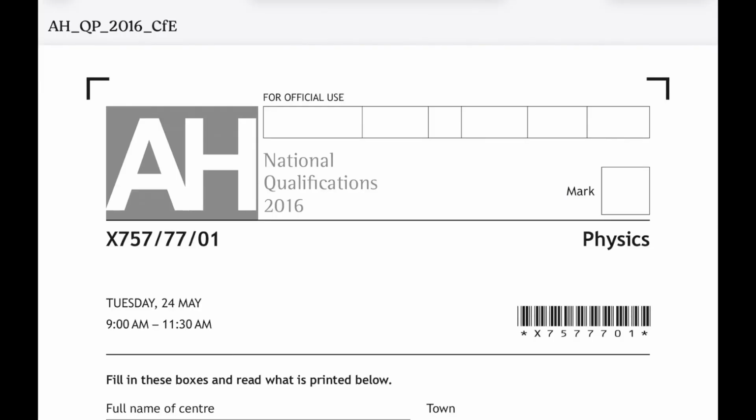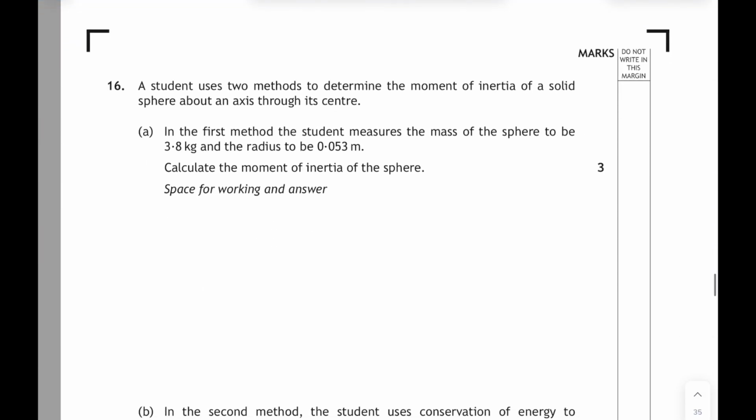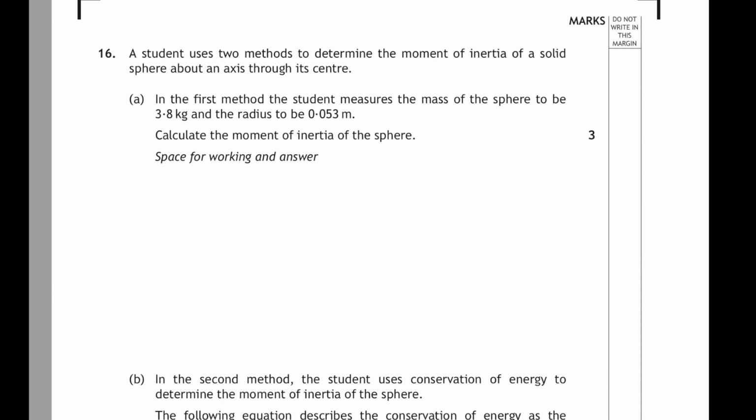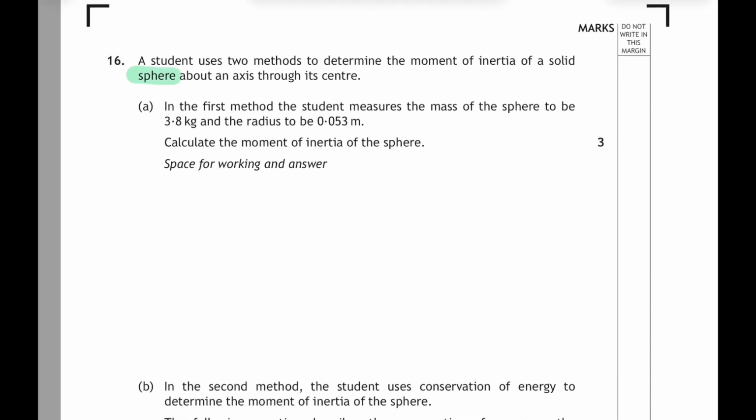So firstly then, 2016 question 16. And this is a question about a student who's doing an experiment to determine the moment of inertia of a solid sphere about an axis through its centre. So let's read it. It says a student uses two methods to determine the moment of inertia of a solid sphere about an axis through its centre.